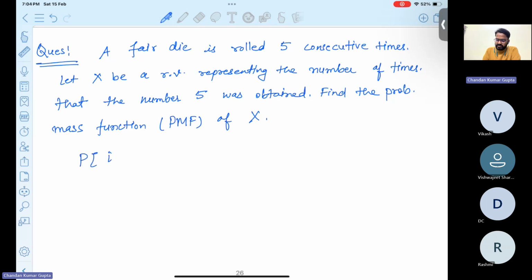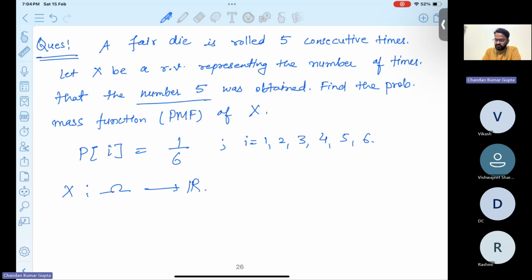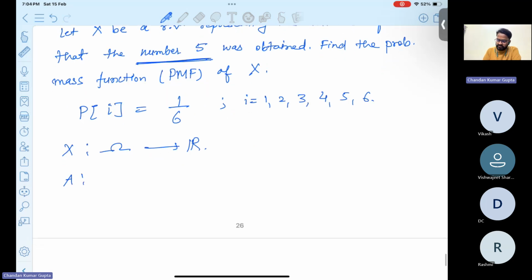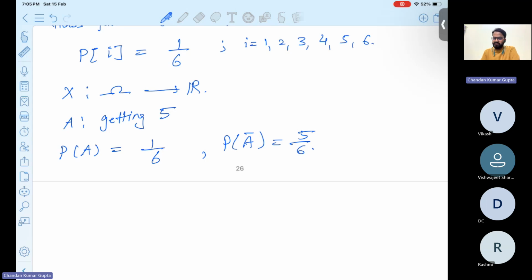The probability for a die: any number has probability 1 by 6, for i equal to 1, 2, up to 5 and 6. Now the definition of the random variable: the random variable x is a function from the sample values, taken from the sample space, to a real number. Here our event is getting 5. When we roll the die, getting a 5 is the event A. The probability of getting the event A is 1 out of 6, and the probability of not getting the event A is 5 by 6. These are the information given in the question.